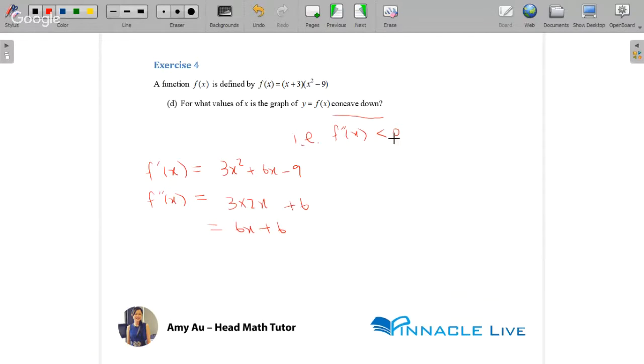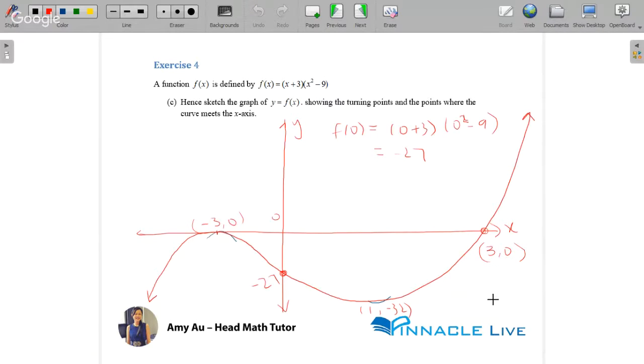Now, given we're looking for where it is concave down, what you want to do is take the second derivative and solve it to less than 0. So 6x plus 6 is less than 0. 6x is less than -6, x is less than -1. And that's it. Okay, that's pretty much the answer. You can do this algebraically. That's not a problem.